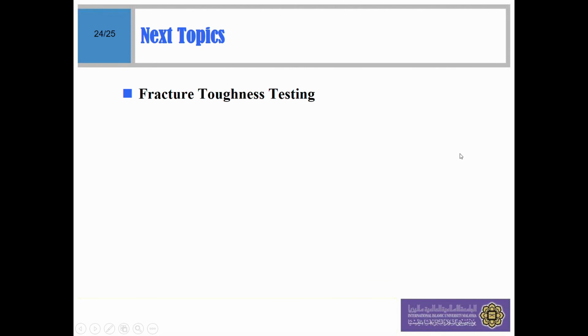Okay, next topic we're going to talk about fracture toughness testing: how, and what type of machine we're going to use to estimate the fracture toughness.